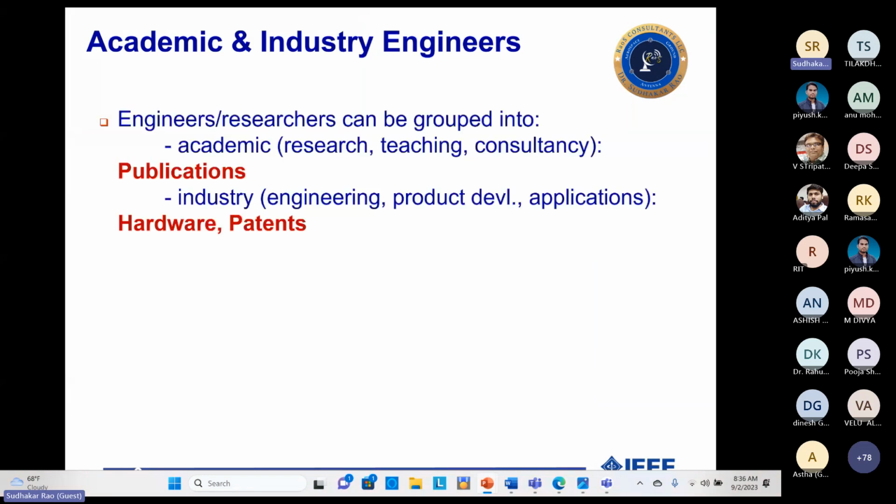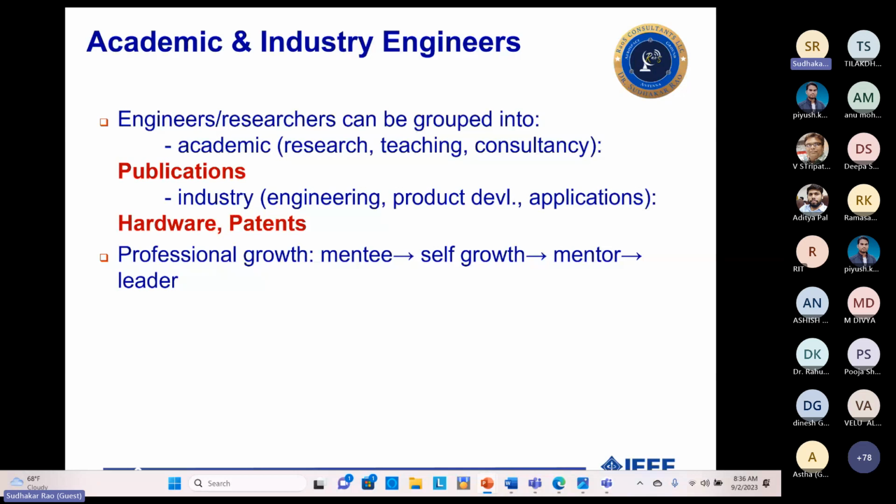So engineering is different. If you're in the academy, I think your main focus is publications. If you're in industry, the main focus is in hardware and patents, product development. In both cases, I think you need to grow professionally. You become a mentee first. I think you need a mentor. And then you do self-growth, you learn yourself, either reading papers or reading patents or reading some books.